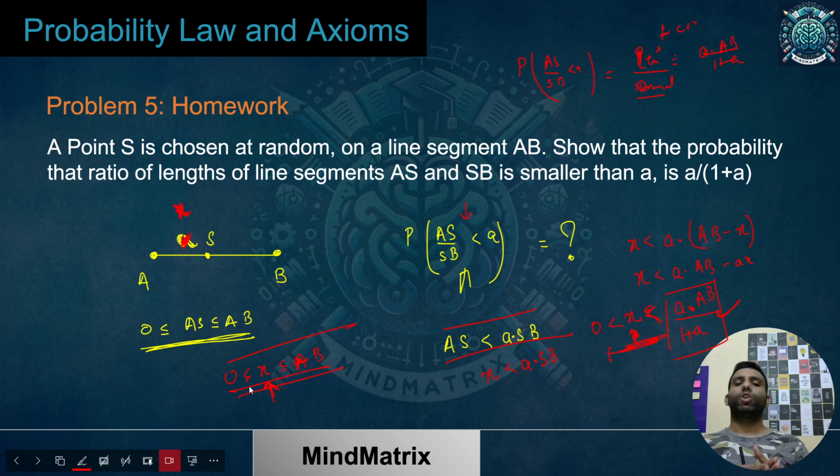Now again, you won't be counting the number of points within that, because ultimately the sample space is the number of elements present, or the range, or the length, or the area, or volume, something like that. So what are the possible values of X present? 0 to AB. That means if I talk about length, that is complete AB. So if I just cancel AB, what I'll get is A upon 1 plus A, which was the required probability over here. I hope the answer is clear. It was very simple. I hope you got the idea over here.